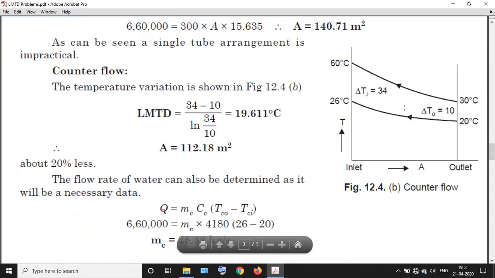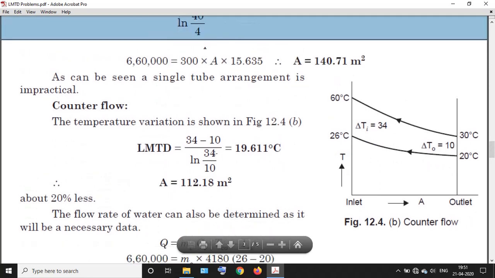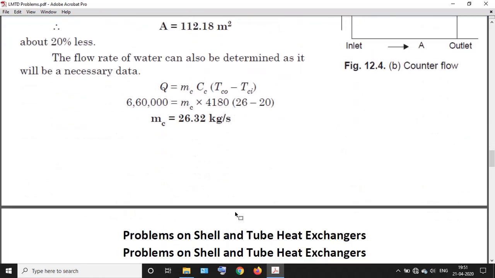Okay, so if you solve it, again the LMTD will be delta T1 minus delta T2. You can get the LMTD, substitute it, and you will get the area as 112.18 meter square. Here they have also found the mass flow rate of cold water by estimating the equation. If you compare both the areas, you can see that the area in a parallel flow arrangement is much higher than the area in counter flow, which is one of the reasons in most cases we use counter flow arrangements.